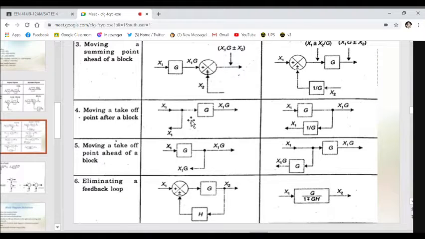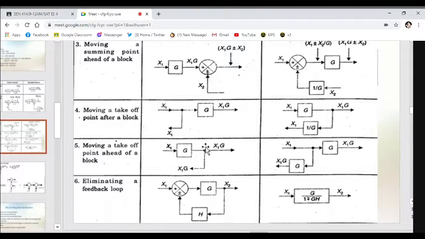Okay? Next, so this one is the summing point. Move mo siya after the block. So, itong summing point, ililipat mo dito. So, mangyayari yan, ito, lumipat na siya. So, itong point na to, nakalipat na dito. Maglalagay ka ng 1 over G. No? Maglalagay ka naman ng 1 over G dito sa feedback.